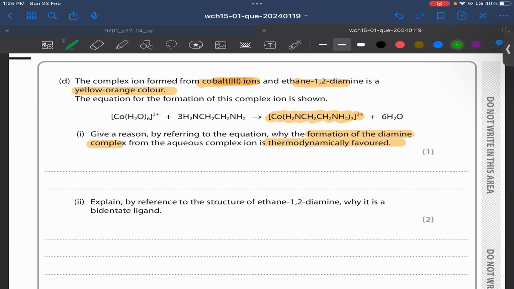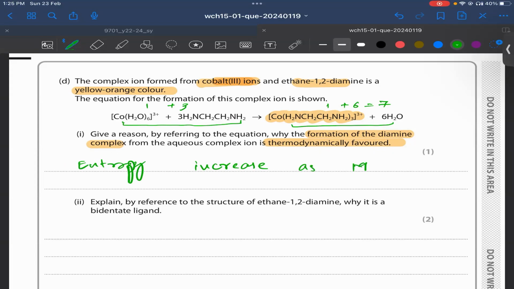Because we can see that on the reactant side, how many moles are present? 1 plus 3, so it's 4 moles. And on the product side, how many moles? 1 plus 6 equals 7. So we can say entropy increases, as there is a greater number of moles on the product side.